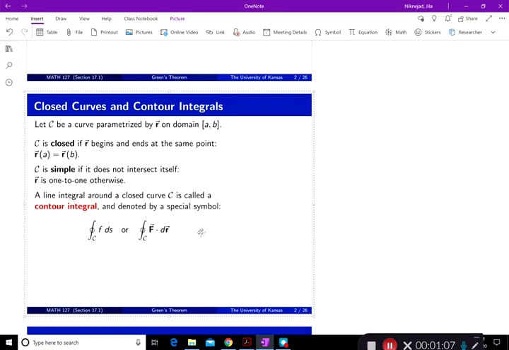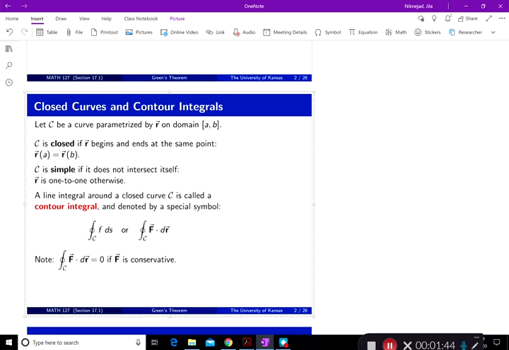Then a line integral around the closed curve C is called a contour integral, and the round thing over the integral symbol means the contour integral. We show it either with f ds, which is the scalar line integral, or the contour integral of f dot dr, which is the vector line integral. So those are the notations again.